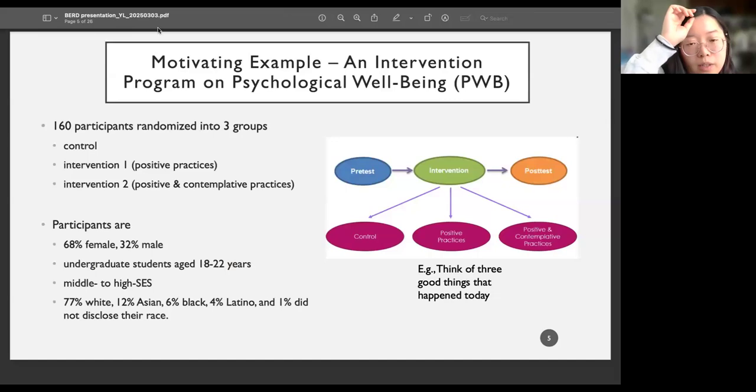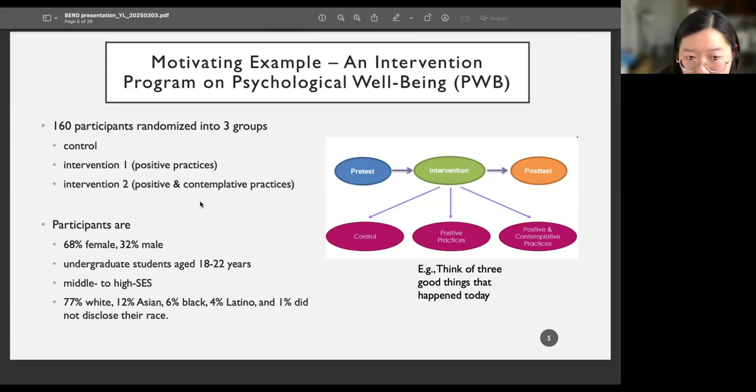So here comes our motivating example, which is an intervention program on psychological well-being, or PWB for short. In this study, we have 160 participants who were randomized into 3 groups, the control and the 2 intervention groups. In intervention group 1, participants received the positive practices, which, for example, asked them to think about 3 good things that happened today. The goal of these positive practices is to foster their gratitude, self-reflection, and social connectedness.